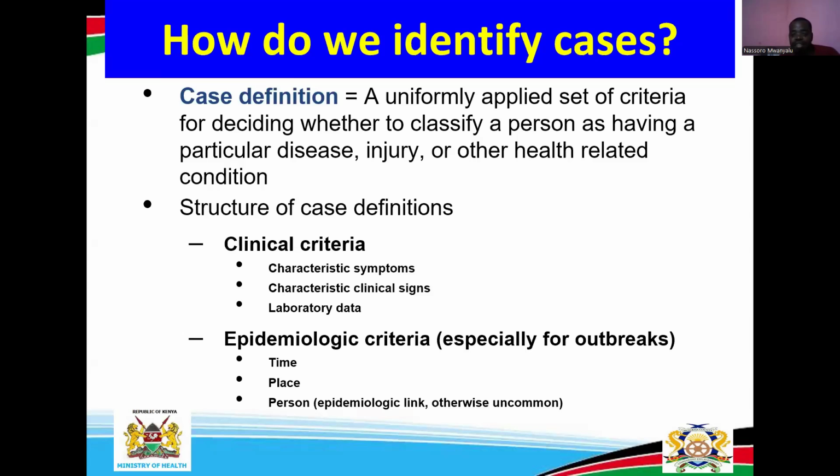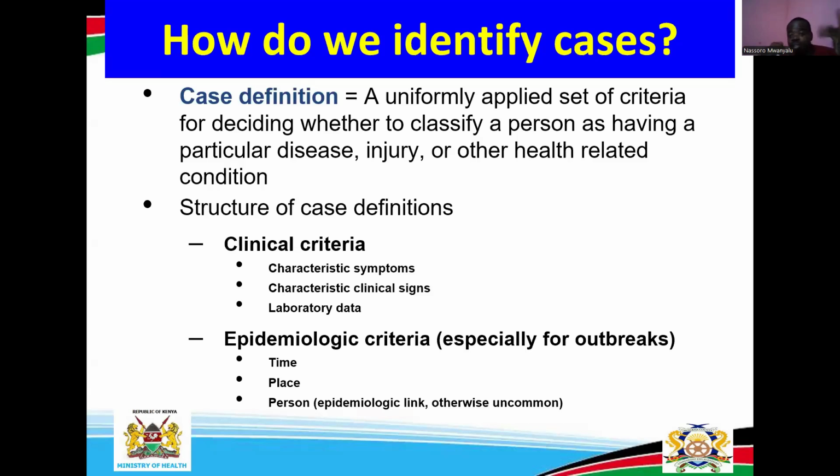So what is this case definition? A case definition is a uniformly applied set of criteria for deciding whether to classify a person as having a particular disease, injury, or other health-related condition. The case definition helps you filter what you want to look at, or what you want to survey, or what you want to collect data about in that particular area. So when we talk of surveillance, you cannot leave out the issues of case definition.